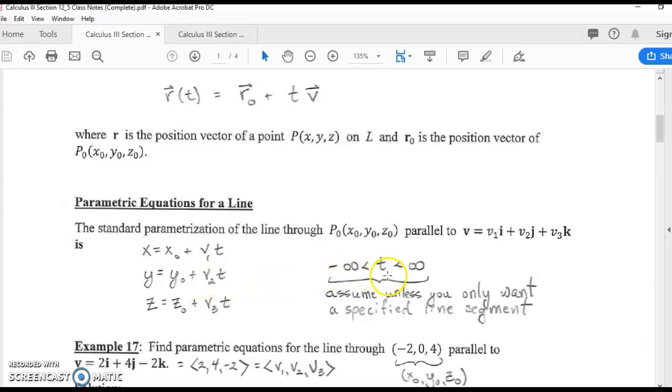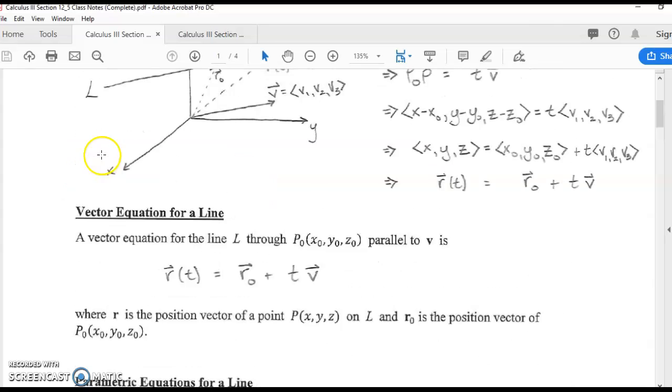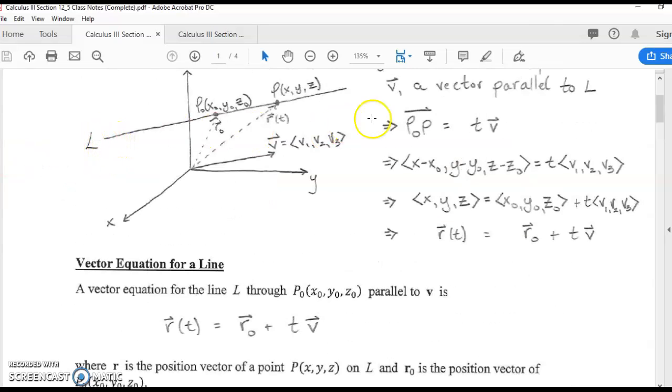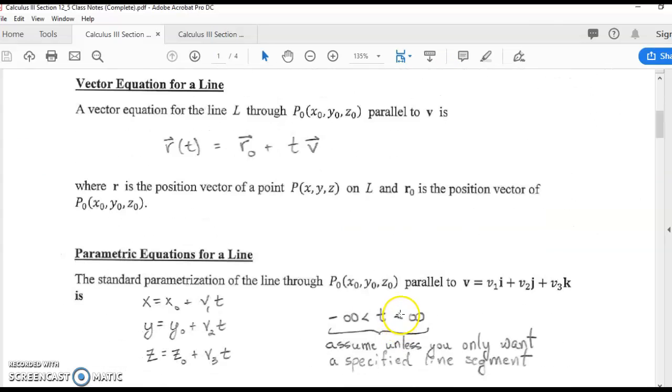Often we don't write it. We just know that t can be any scalar. But if we write minus infinity less than t less than infinity, that says t can be any number, any scalar between minus infinity and infinity. We assume that's true. Usually we don't write it unless we only want to specify a line segment, right? We don't want the entire line from minus infinity to infinity. We don't want this line as it extends to infinity in either direction. We just want a line segment.